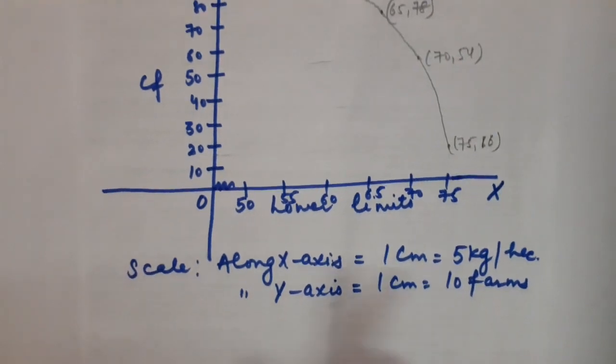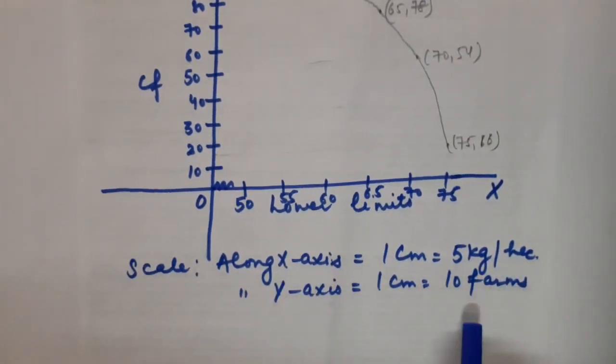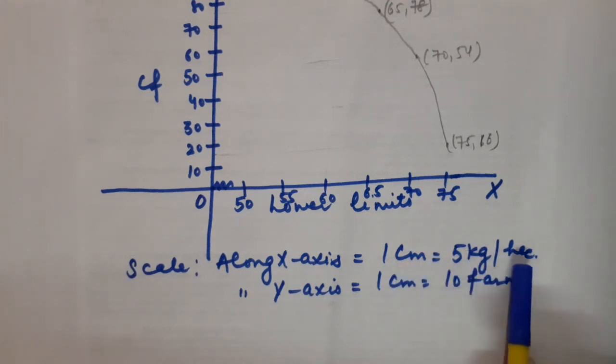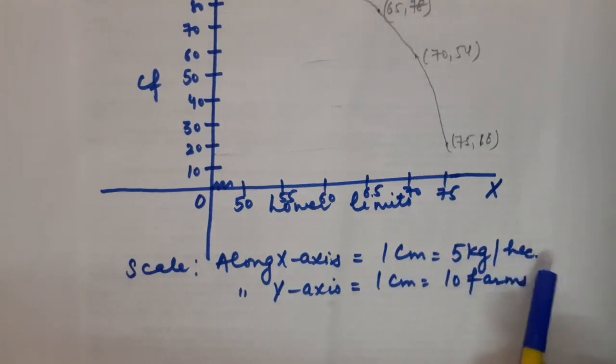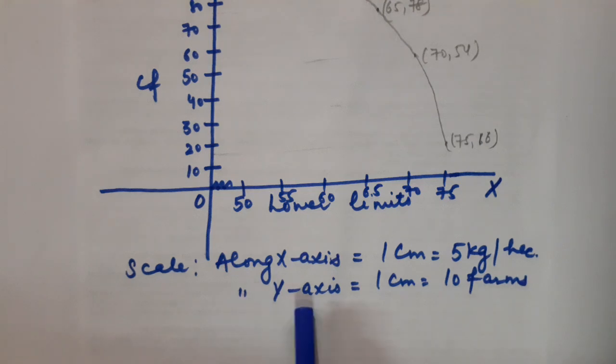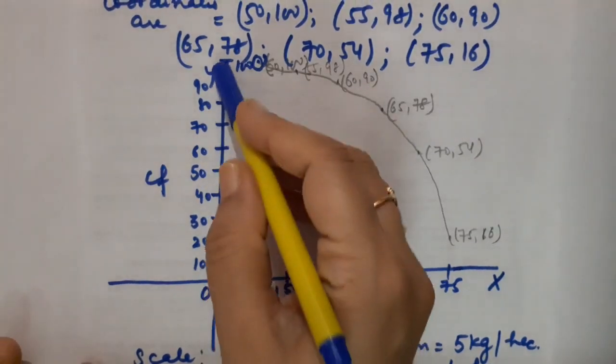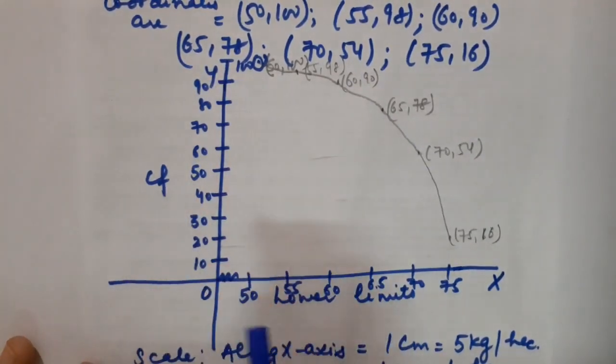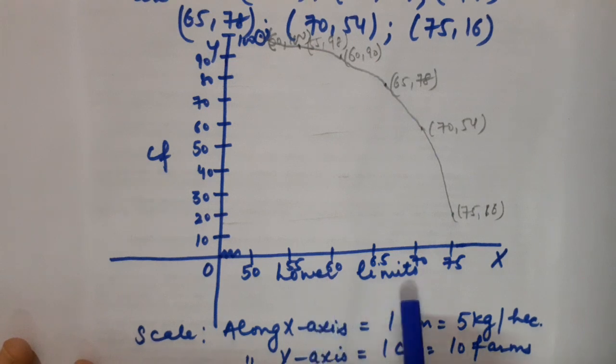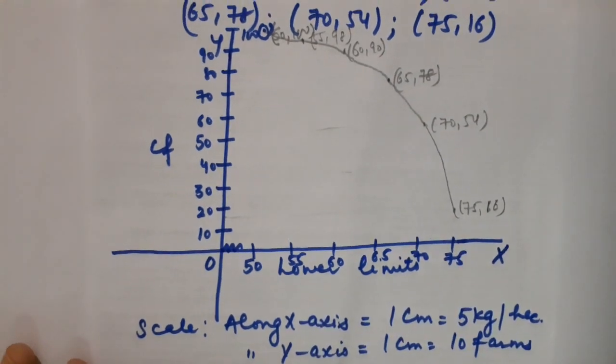Okay, it is mandatory to show the scale also. On the x-axis I have taken 1 centimeter is equal to 5 kilograms per hectare, and on the y-axis I have taken 1 centimeter is equal to 10 farms. Here you can see that on the y-axis I have shown cumulative frequency, and on the x-axis I have written lower limits. Correct? Please match the solution.